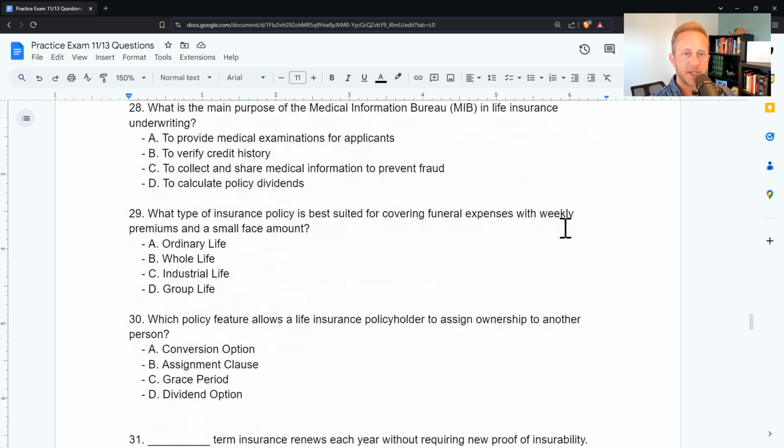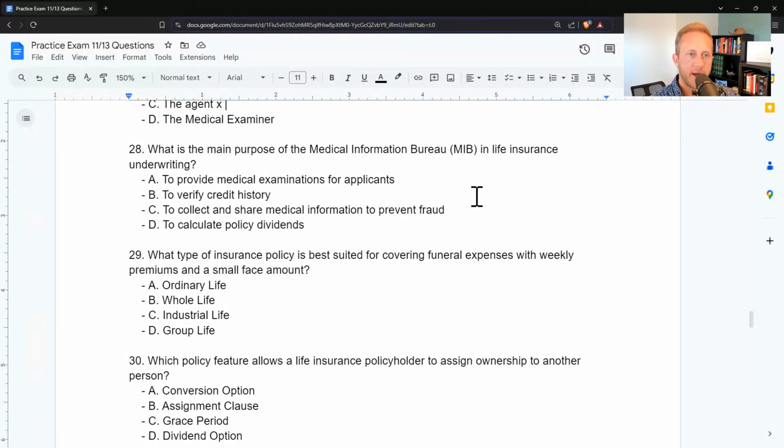What is the main purpose of the Medical Information Bureau in life insurance underwriting? It is not to provide medical examinations or verify credit history. The purpose is to collect and share medical information to prevent fraud. That way, insurance applicants aren't lying to one company and then getting away with it to another company. So say they apply with one company and they get declined for having cancer. That information is going to go in the Medical Information Bureau so that they can't go apply for another company and lie about having cancer.